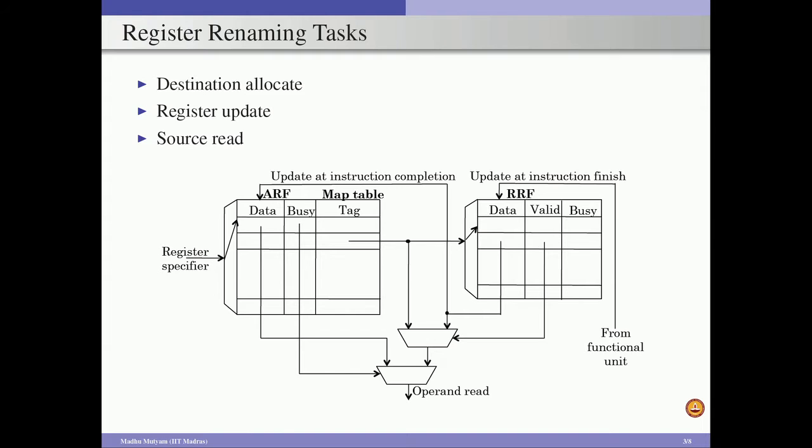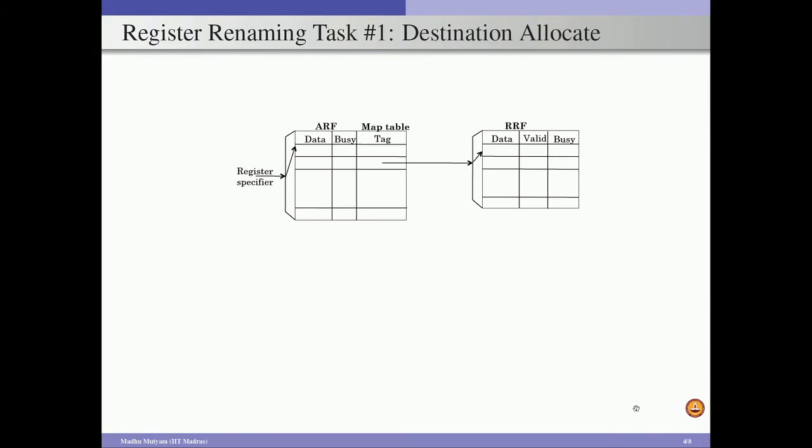Whenever we want to read an operand for an instruction, we see whether the operand is available in the architectural register file. If it is not available, then we see whether it is mapped to any of the rename register file registers, and if so, we read the data and supply it to the instruction that requires this source operand. This is the whole process, and we are now going to discuss each of these steps in detail. The first phase is destination allocate.